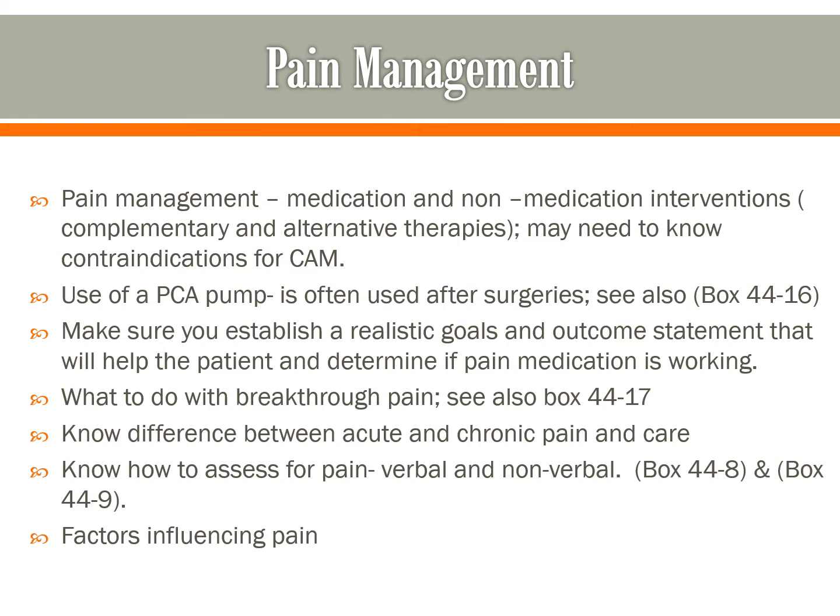We're talking about pain management. Always go to those boxes and review those on the older adults, box 44-3, and then box 44-7 is possible sources for error in pain assessment. And then a lot of the common opioid side effects you want to know, that's in box 44-13. Also look at the skill of providing pain relief.